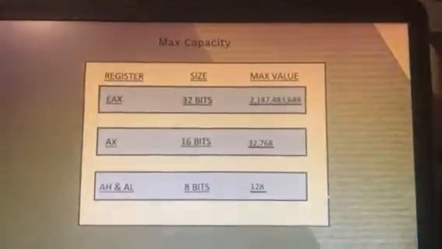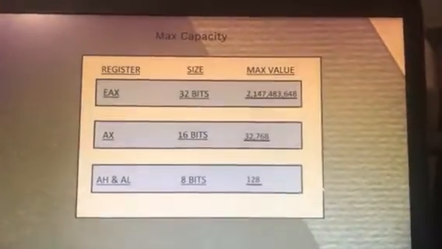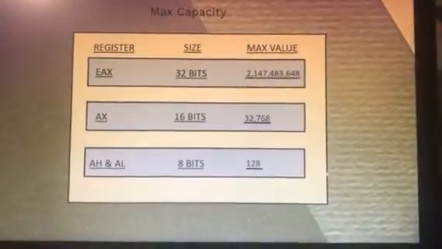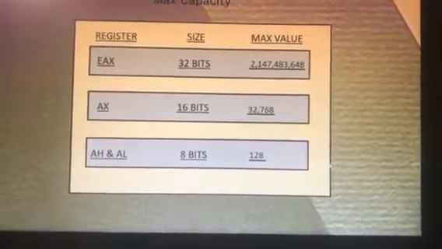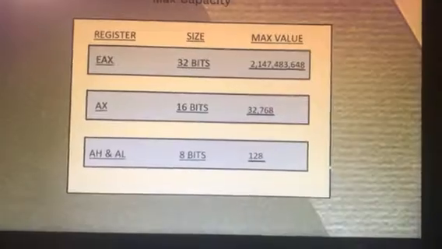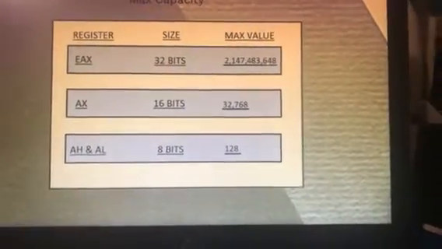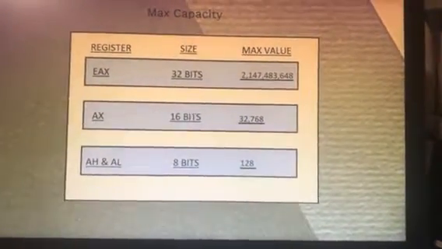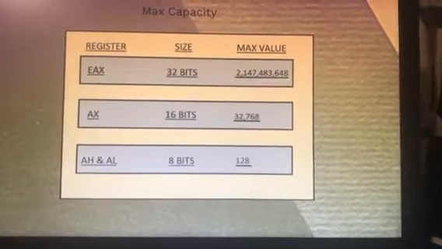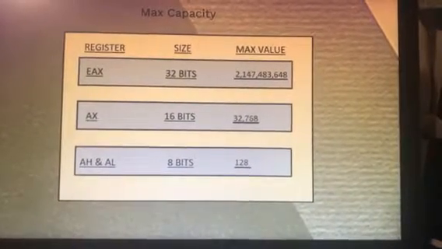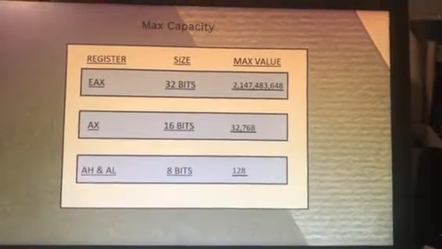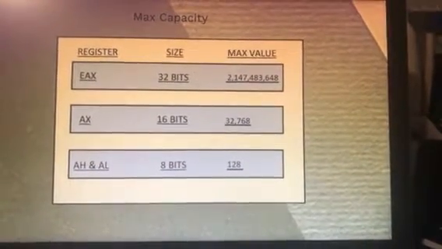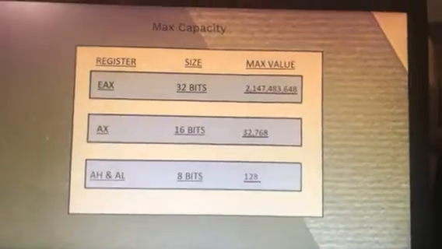Moving on, I will now show you the max capacity for the different registers and their sizes. EAX, which is 32 bits, has a max value of this. AX, for 16 bits, has a max value of 32,768, and AH and AL are 8 bits, which have a max value of 128.